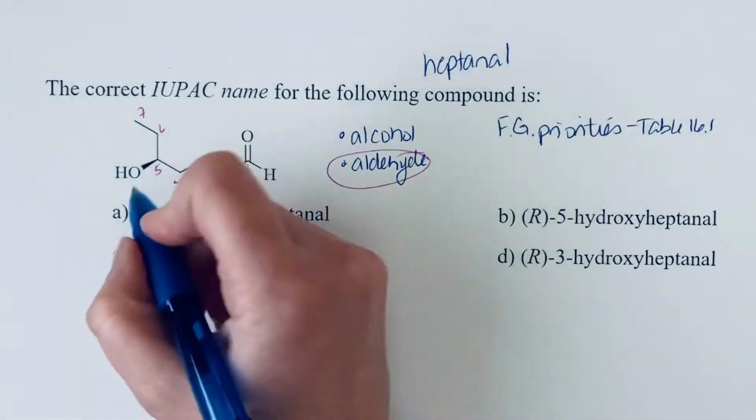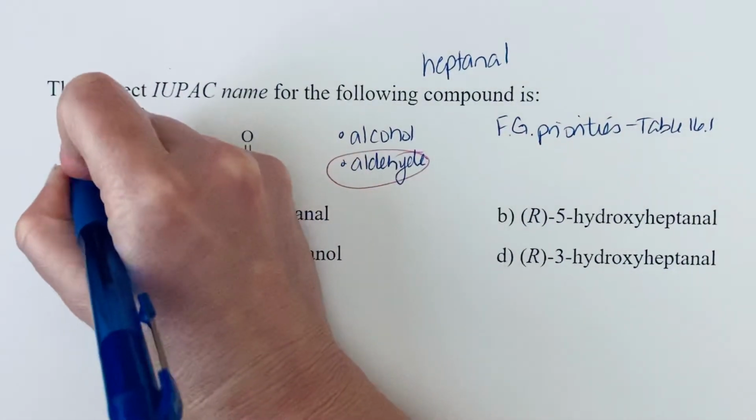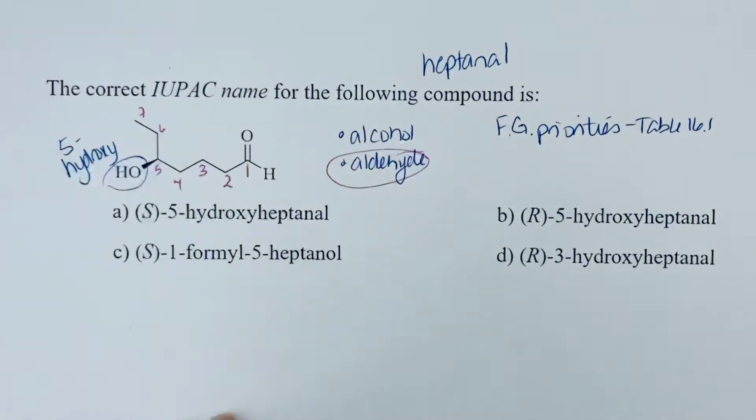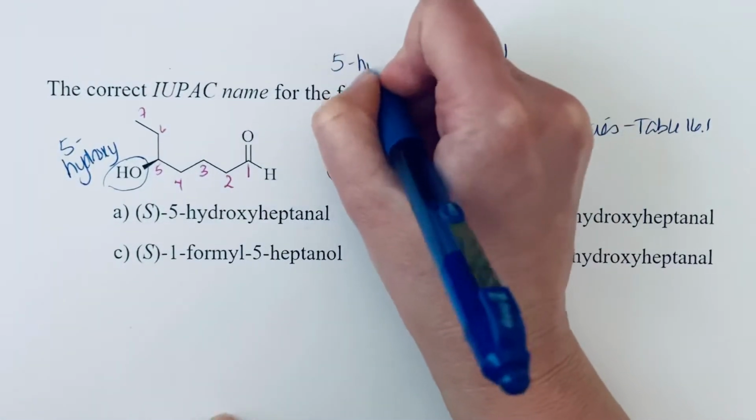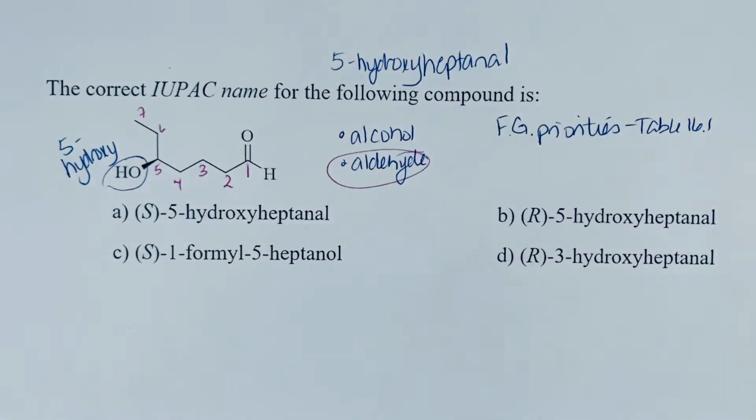Okay. And then as a substituent, we have our alcohol. And so when an alcohol is named as a parent chain, it's an "ol". As a substituent, this is a hydroxy group. So we have a 5-hydroxy. So we have 5-hydroxyheptanal. And then we also need to notice that this is a chiral carbon atom.